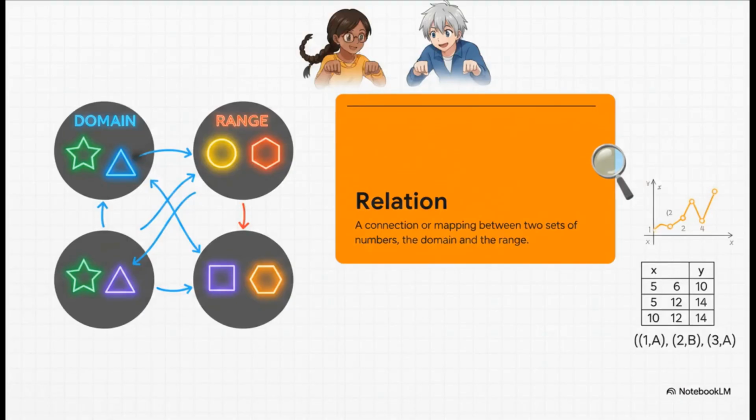Now, what's really fascinating here is just how broad the concept of a relation actually is. Think of a relation as basically any connection or mapping between two sets of numbers. We call the set of inputs the domain, and the outputs, that's your range. You'll see these connections drawn out in a bunch of ways, like arrow diagrams, or written as ordered pairs with your x and y coordinates, or even just mapped out in tables and graphs. If there's any sort of mathematical link between two sets of data, boom, you've got a relation. It's really the big umbrella term for all of these connections.